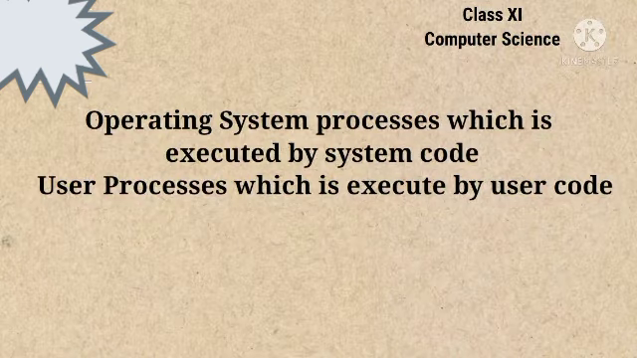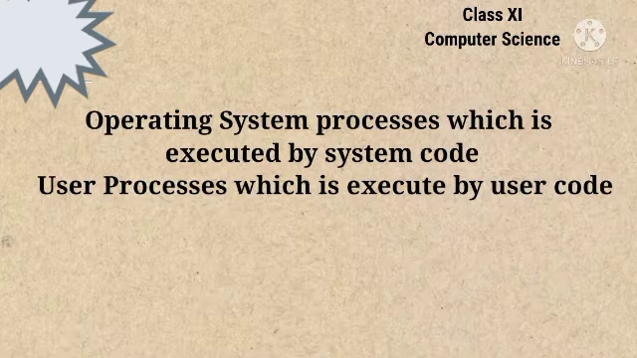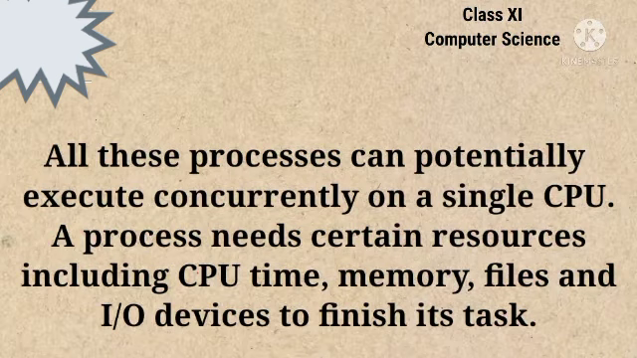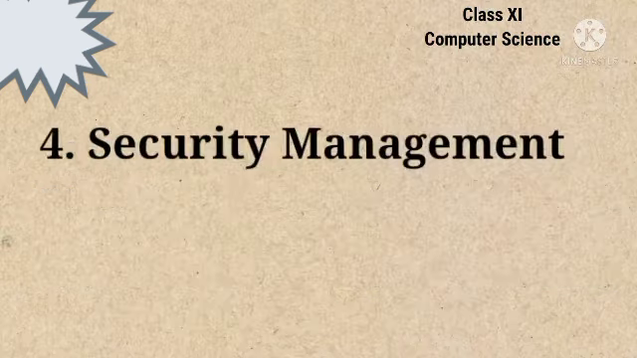Processes are classified as two: operating system processes, which are executed by system code, and user processes, which are executed by user code. This is the difference: system code and user code. And next, one more point. All these processes can potentially execute concurrently on a single CPU. A process needs certain resources including CPU time, memory, files, and I/O devices.